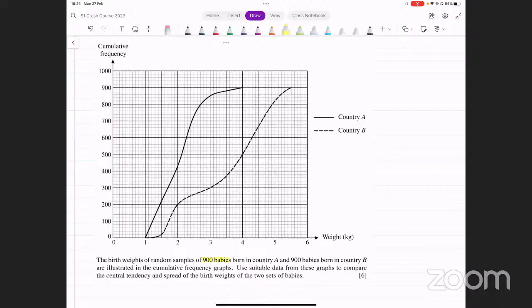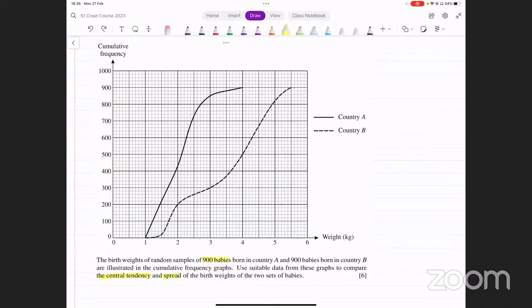Now it says use suitable data from these graphs to compare the central tendency and the spread. Spread means dispersion, right? Dispersion or variation in data of the birth weights of the two sets of babies. All right, so you have to compare central tendency and spread, dispersion of the data. Now, how do we do that? It's 6 marks, right?